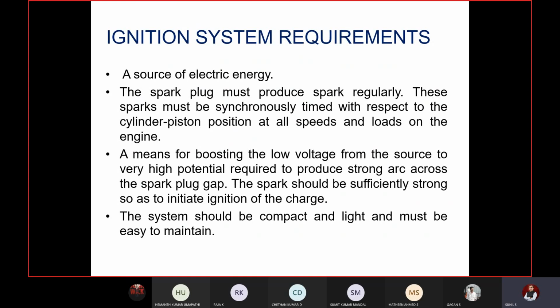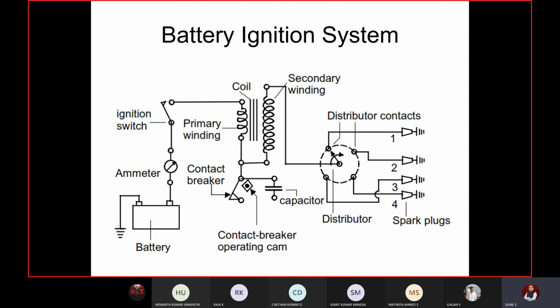of electric energy. Spark plug must produce the spark regularly. And the spark should be synchronized as per the timings. And there should be a means for boosting the voltage. So yesterday we discussed very low voltage will be produced. You have to boost it up to higher voltage so that a spark will be given out. And meanwhile the system should be compact and it should be very light also.